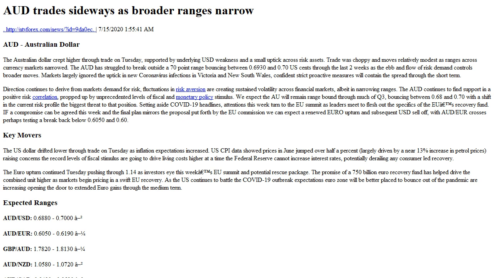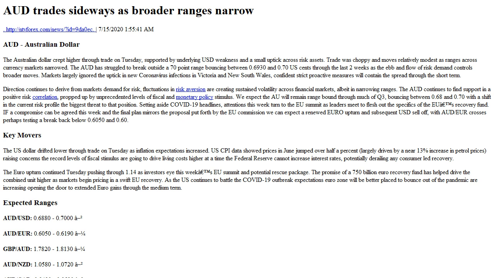The AUD continues to find support in a positive risk correlation, propped up by unprecedented levels of fiscal and monetary policy stimulus. We expect the AUD will remain range-bound through much of Q3, bouncing between 0.68 and 0.70, with a shift in the current risk profile the biggest threat to that position.